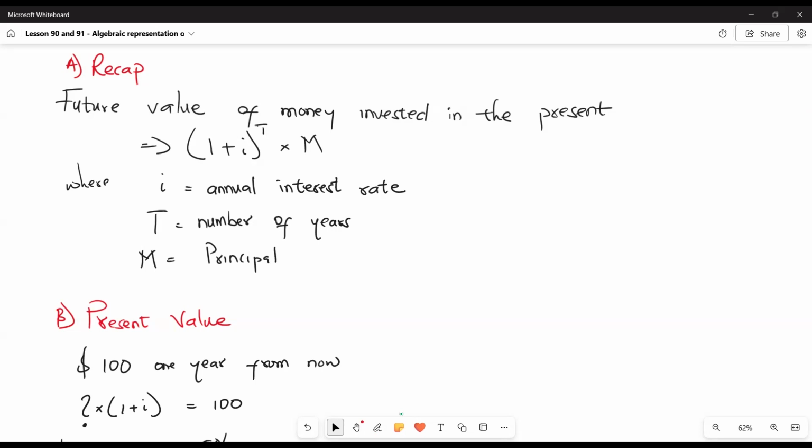Hi, welcome back. In our previous lesson, we started with algebraic representation of present and future values. Today, we are moving on to part 2.